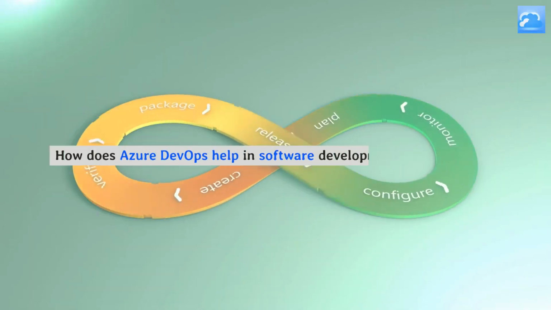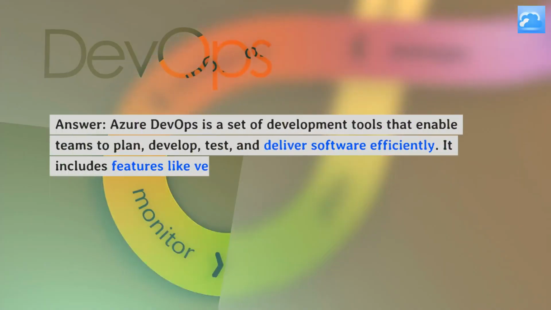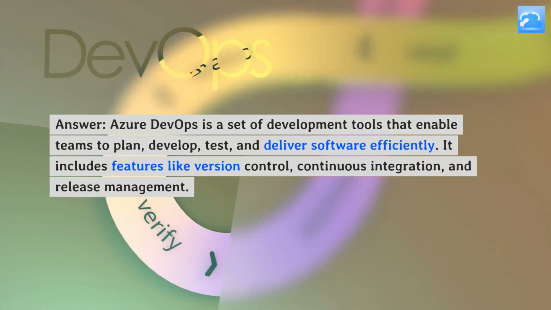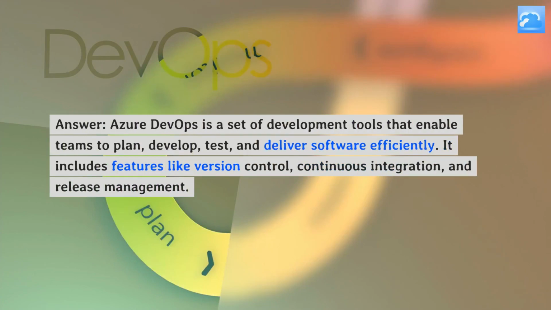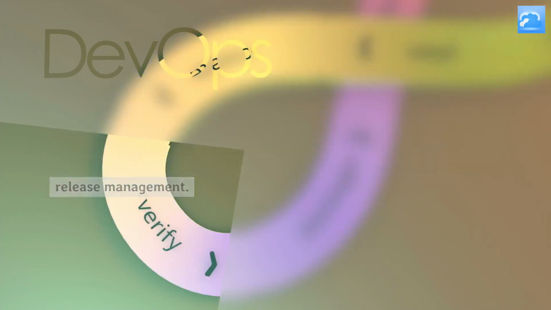How does Azure DevOps help in software development? Answer. Azure DevOps is a set of development tools that enable teams to plan, develop, test, and deliver software efficiently. It includes features like version control, continuous integration, and release management.